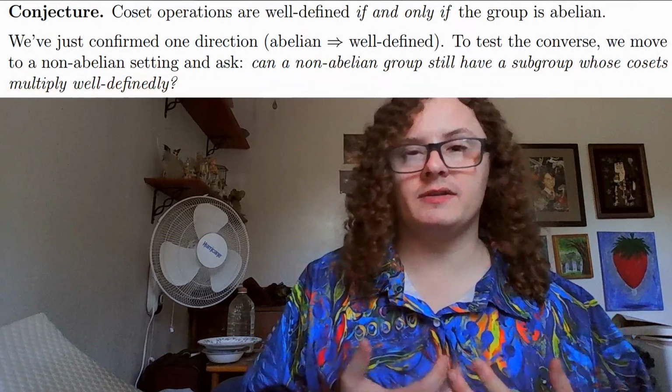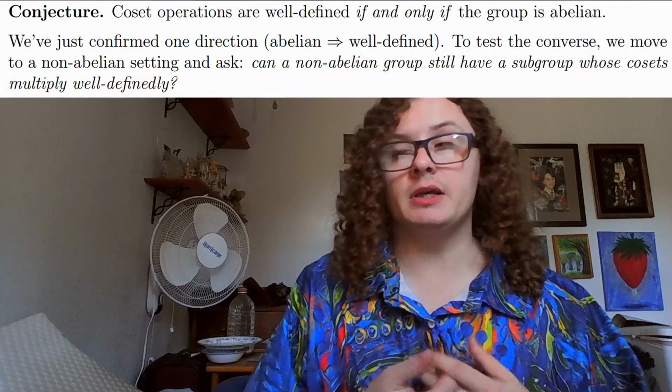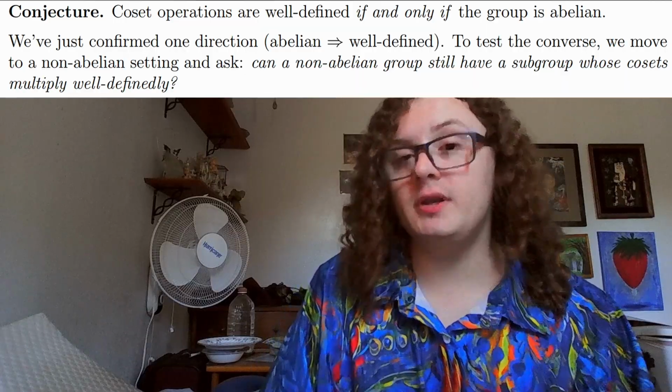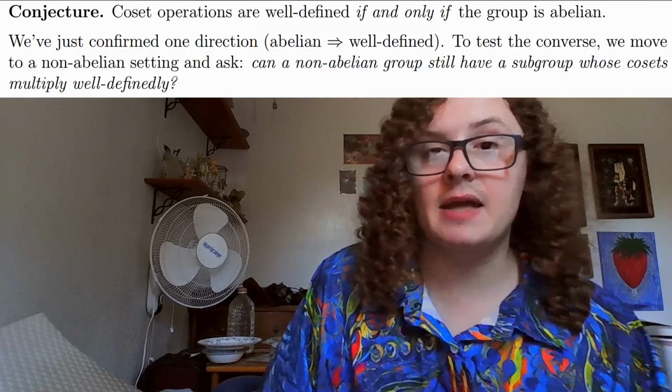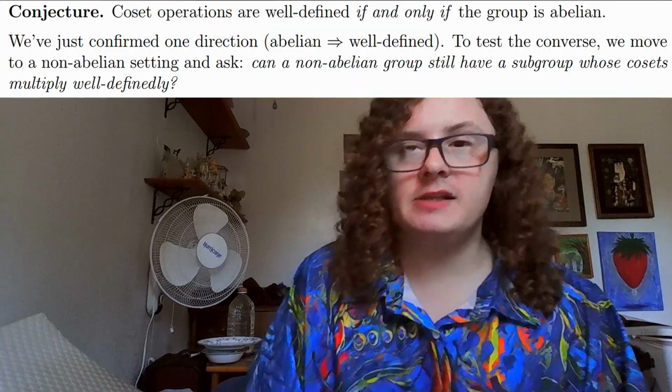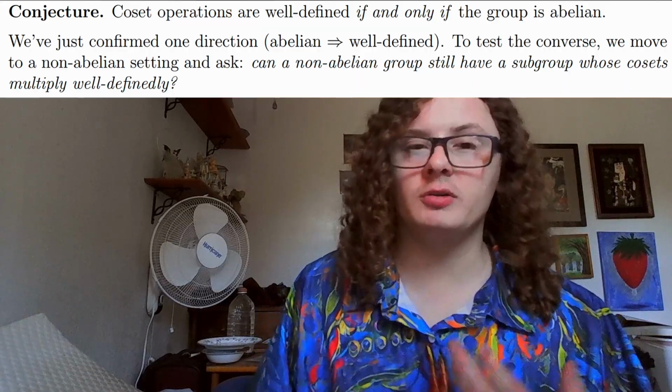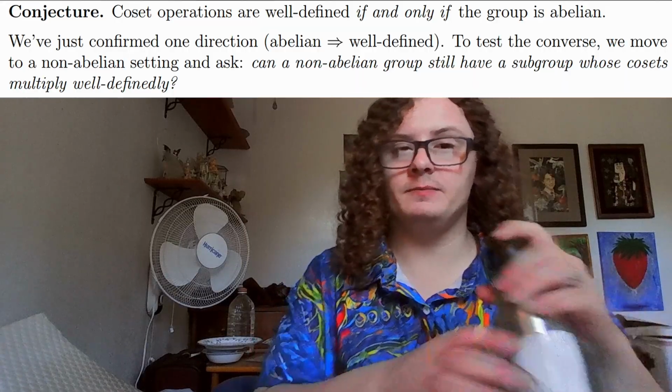This suggests a conjecture: coset operations are well defined if and only if the group is abelian. We just confirmed one direction. To test the converse, we move to a non-abelian setting and ask, can a non-abelian group still have a subgroup whose cosets multiply well-definedly?